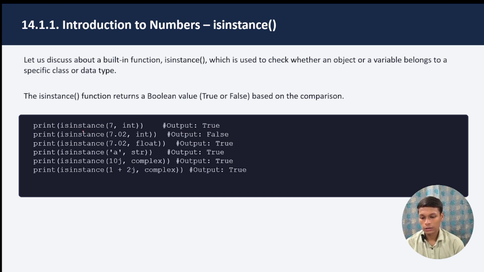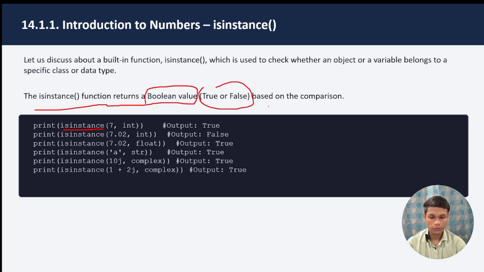So let's take an example. The function you have to learn is isinstance. What does the isinstance function do? It gives output in true and false. The isinstance function returns a boolean value. Boolean value means true and false based on the comparison. It compares the value and shows the result in true and false. Simple.